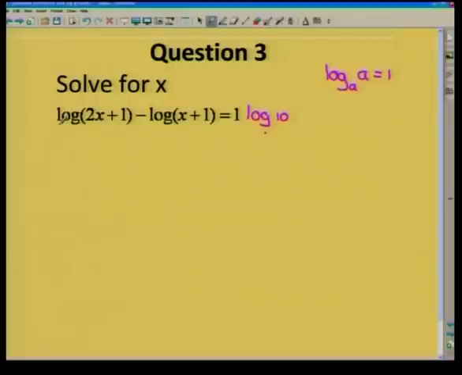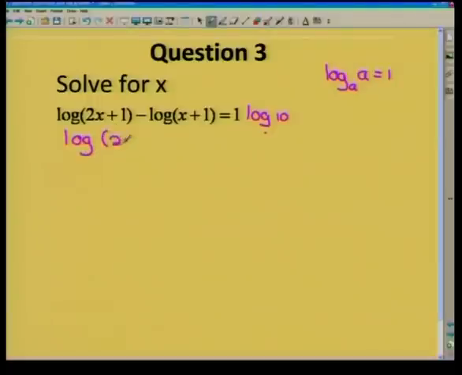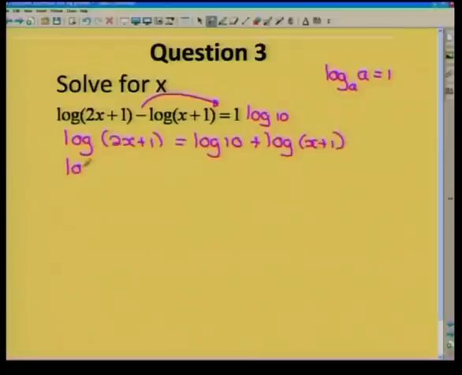Now remember what I also said to you. I said to you, I always make sure that I only have positives rather than negatives. That way it takes away the division. So I would go here and I'd say this is log of (2x plus 1) equals log 10, because the 1 in front doesn't really matter. And I transpose that over as plus log (x plus 1). That now becomes log of (2x plus 1) equals log, and this plus means multiply.